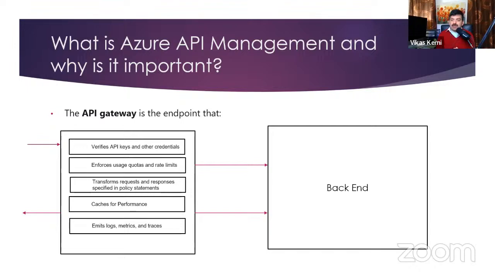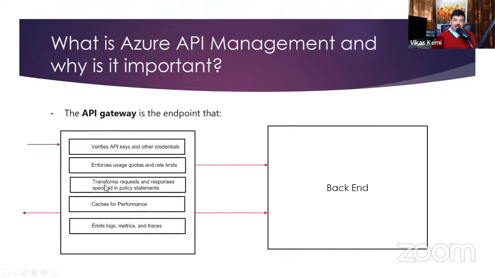The first thing is, API gateway gives you a lot of functionality. It verifies API keys and other credentials. It enforces usage quotas and rate limits. As I told you, one of our clients exposed some APIs to end clients, and they made some mistake, and in 1 minute they were hitting our API 80,000 times. So we need to put some quota so that it doesn't result in denial of service.